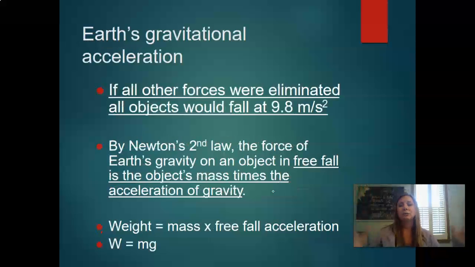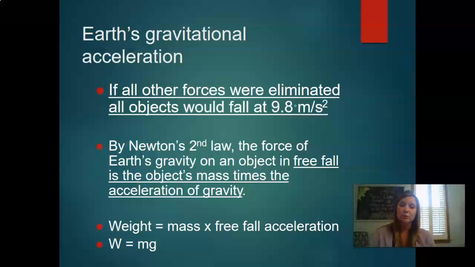So just to jump back here to Earth, instead of out in space, the Earth's gravitational pull is always acting on us, with an acceleration rate of 9.8 meters per second squared. And this is an extremely important number. Tattoo it to your brain. Memorize this one. This is one that we will use quite a bit as we move through the next couple of weeks. It says, if all other forces were eliminated, all objects would fall at 9.8 meters per second squared, meaning that if we were to take out all the air in the Earth's atmosphere and everything like that, everything would fall at this 9.8 meters per second squared.